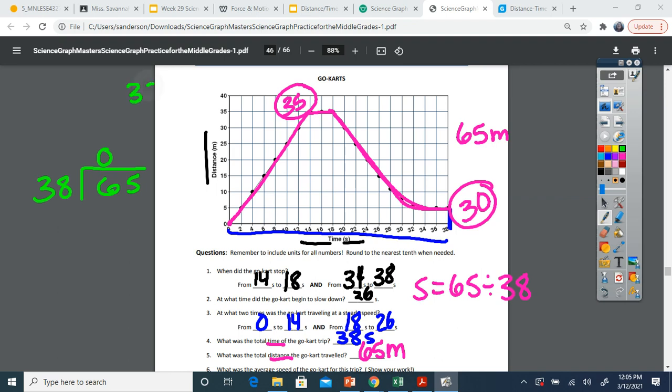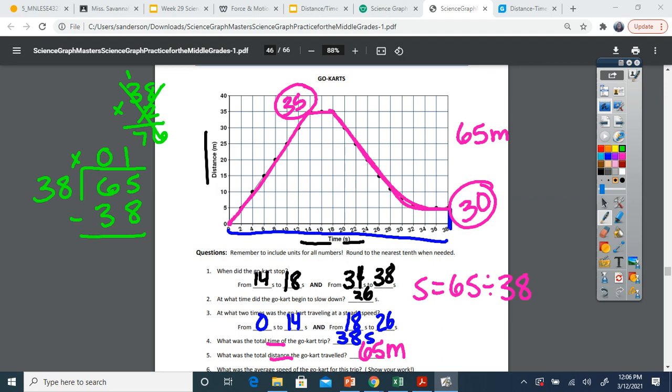I'm going to multiply 38 times 2 to see. 2 times 8 is 16. 2 times 3 is 6. Okay, so 38 twice goes over. So it can't go twice, which means it only goes once. 1 times 38 is 38.